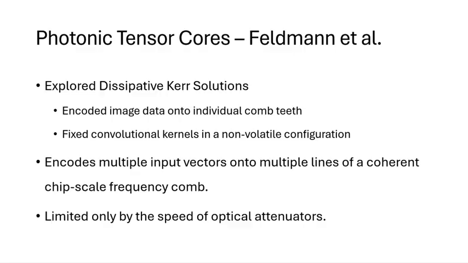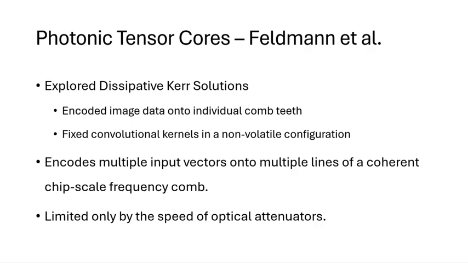Next again are photonic tensor cores from a different source. For this source, they explored dissipative Kerr solitons, which encoded image data onto individual comb teeth and fixed convolution kernels in a non-volatile configuration. These enhancements were made to reduce the footprint cost of the photonic components, and this was achievable through multiplexing computations in the same photonic core. It encodes multiple input vectors onto multiple lines of a coherent chip scale frequency comb.